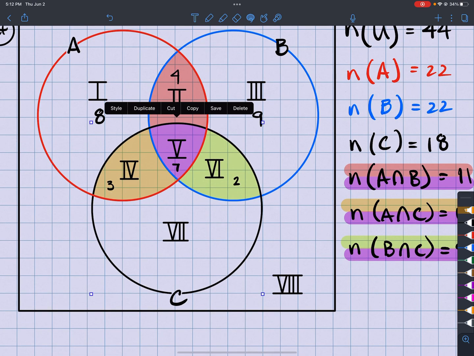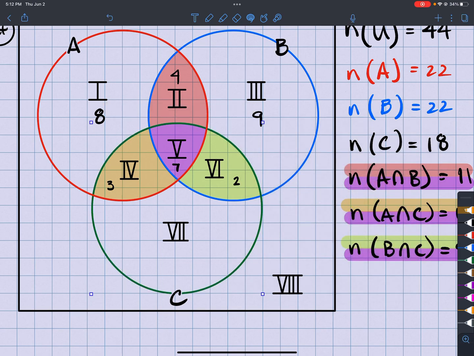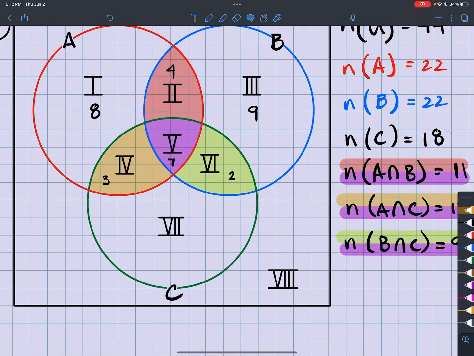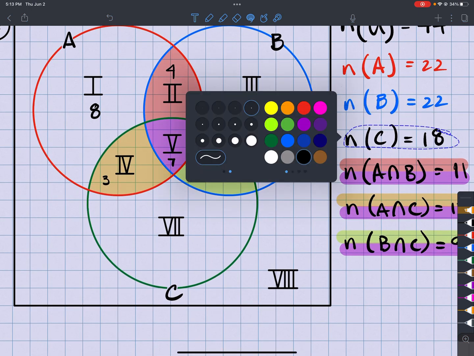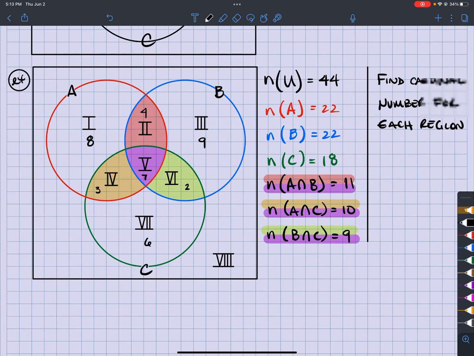And if I take a look at region C, in green, that has 18. So everything in the green circle is 18, but 2, 7, and 3 are taken up, which is 12 of those 18. So all I should have left is going to be 6. All right? So now, last but not least, I have to find region 8.